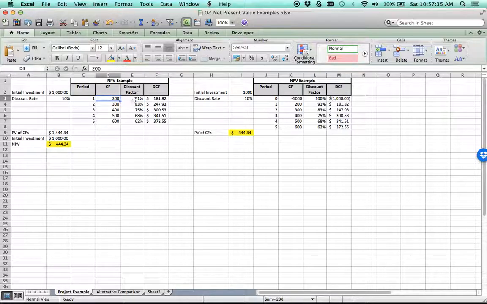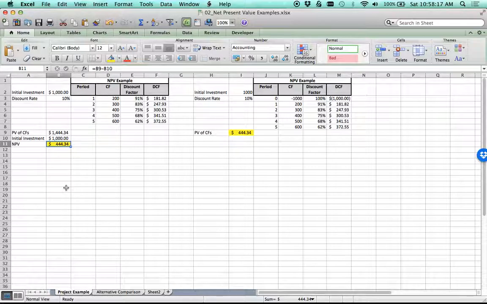Then I just calculate the cash flow times the discount factor, gives me my discounted cash flows, and I sum all of those up, right? And so you can see the formula, it's just 1 times the other there, but then I sum all of those up, and that sum becomes the present value of the future cash flows. So that's 1,444.34. And then on NPV, I subtract from that the $1,000 of the initial investment, and I have an NPV of $444.34. It's positive NPV. We like that.